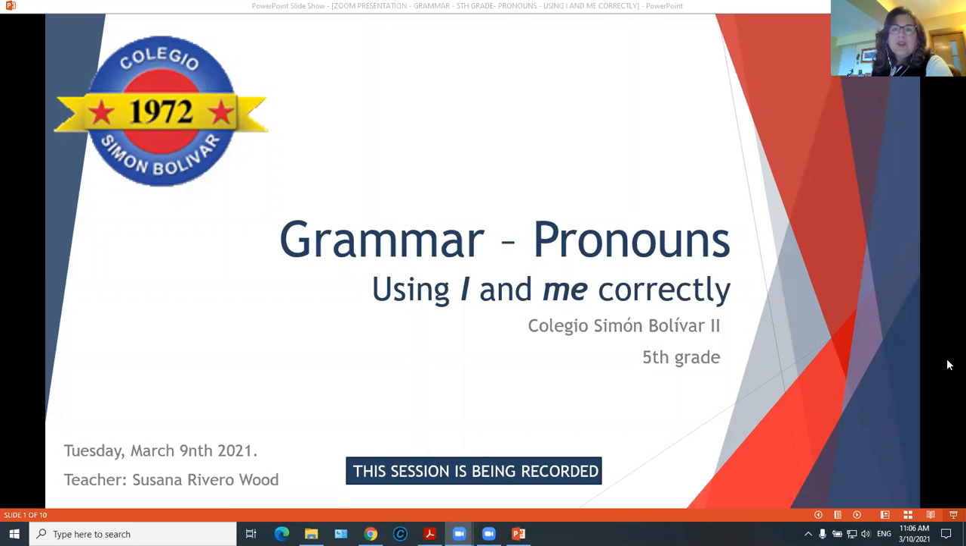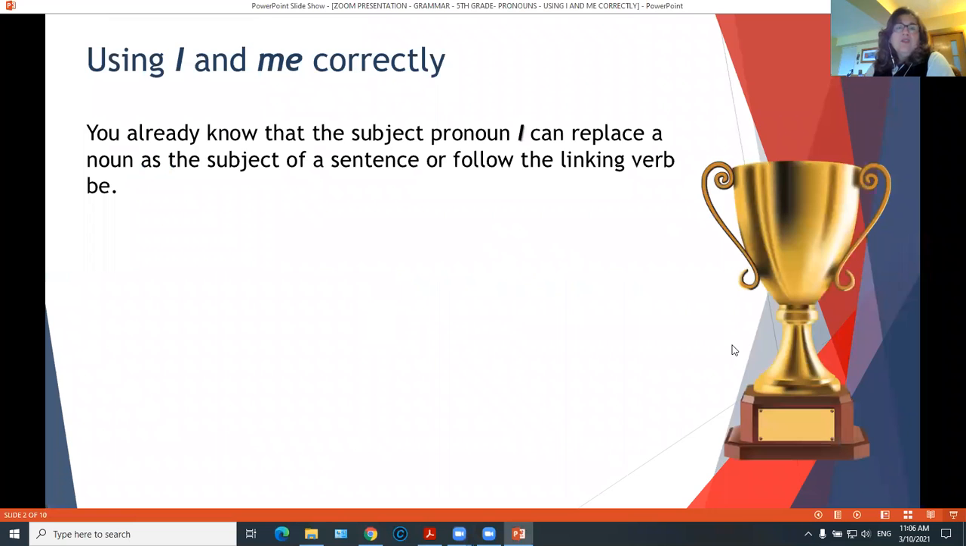Hi guys, today we're continuing with our chapter about pronouns and we're going to be studying how to use I and me correctly. Using I and me correctly.